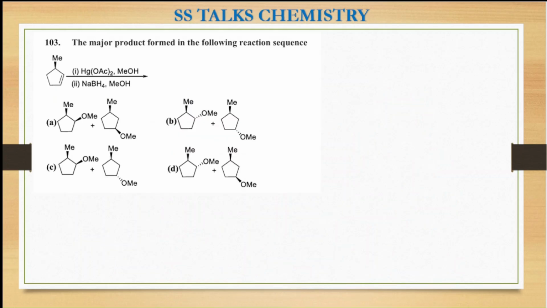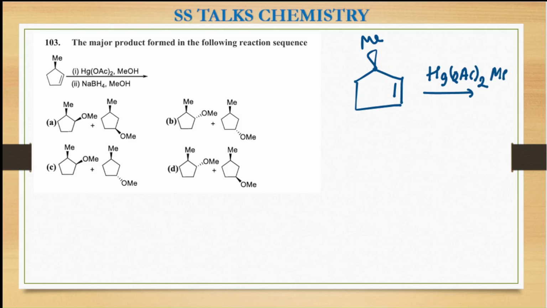It says we have to predict the major product of the following sequence. So this is the species that has been given to us. Here the alkene is present, at the wedge position this methyl group is present. This is treated with Hg(OAc)2, and along with that methanol has been passed over here. So how is the reaction going to proceed? This alkene species and this mercuration, basically it is going to take place over here.